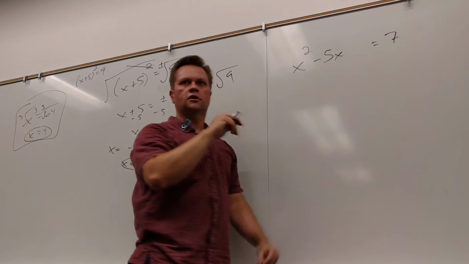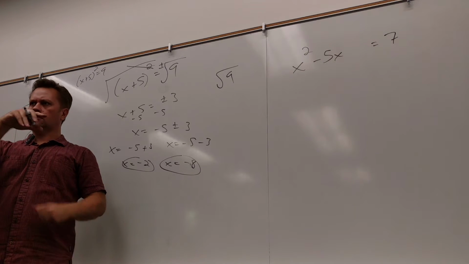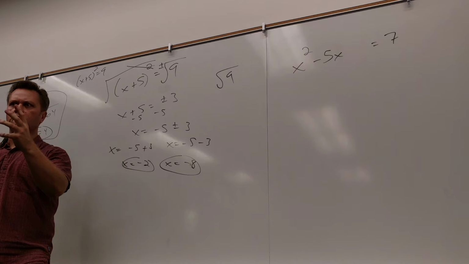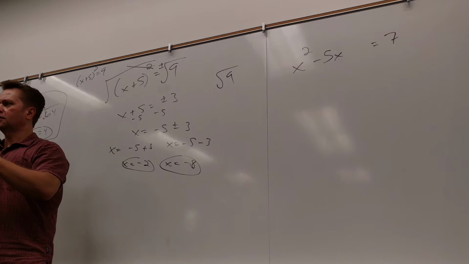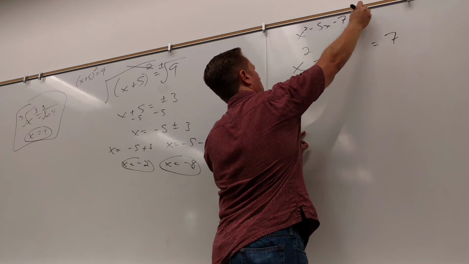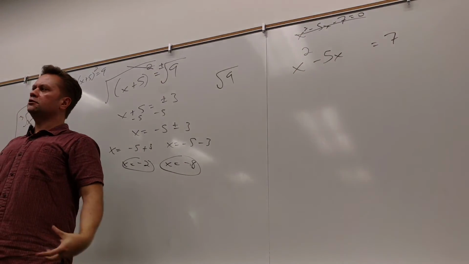Now notice, if you subtract 7 over, could you factor what you get? Can you factor x squared minus 5x minus 7? No. So that doesn't lead anywhere. So let's not do that.